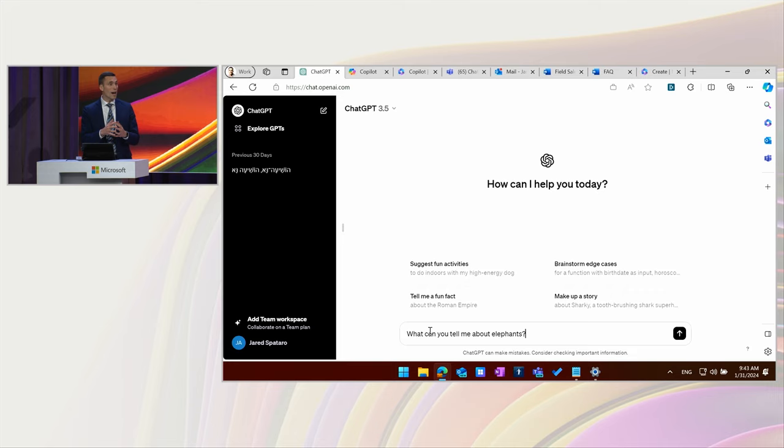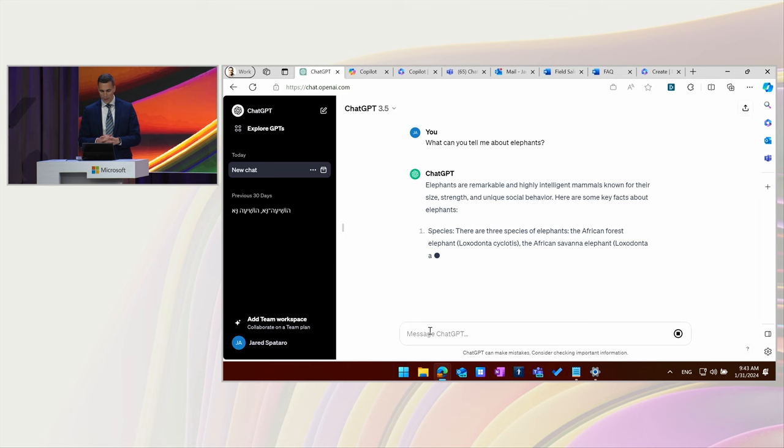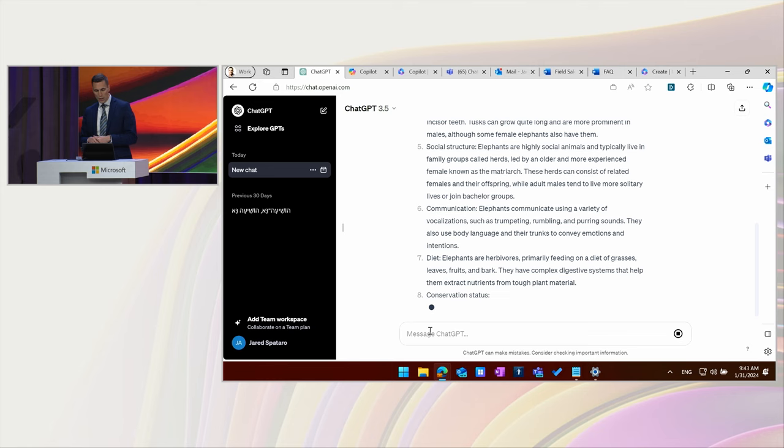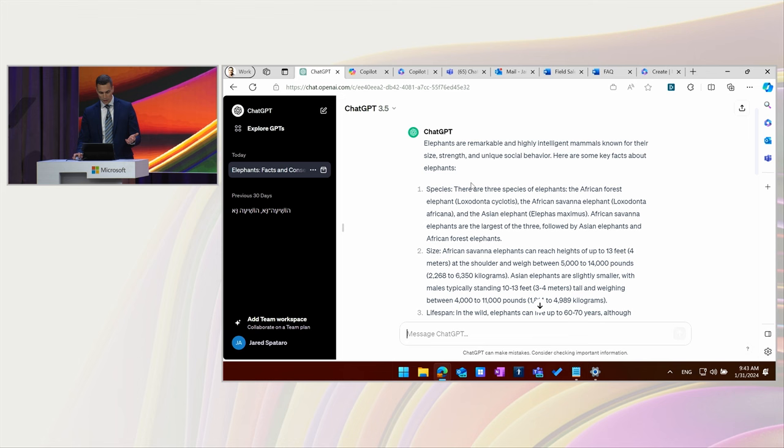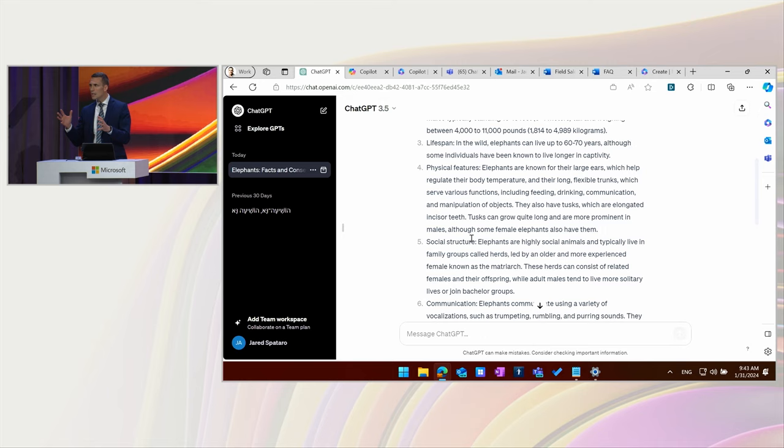So let's start with, what can you tell me about elephants? Because we never trained this specifically on elephants, we just gave them a lot of different materials, and it turns out that elephants were mentioned. And so, as you can see here, it knows a lot about elephants. It can tell me about species, size, lifespan, physical features, social structure. Basically, you can see that the neural network that is an LLM has taken the written word and tried to conceptually create an understanding of the world around us. It's based on that written word.